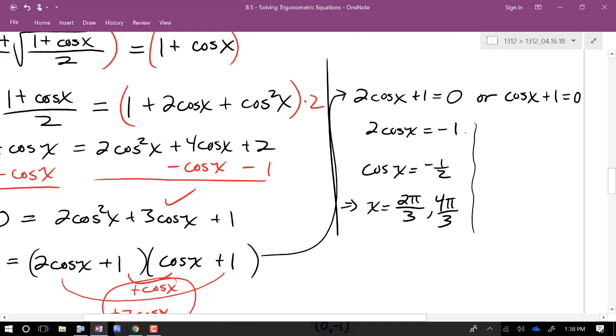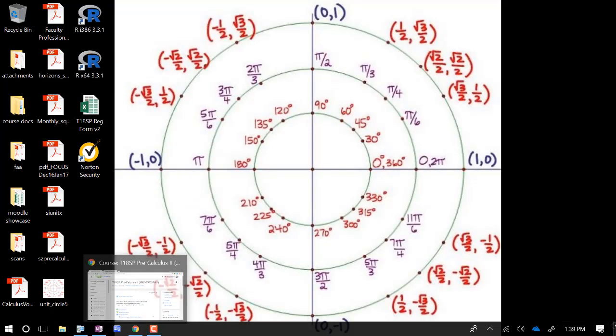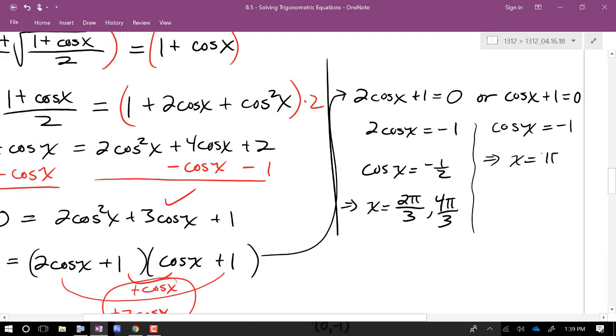And then the other one, cosine x plus 1 is equal to 0, so that means cosine x is equal to negative 1, which means what is x equal to? Say that again? Yep. So cosine is negative 1 at pi.